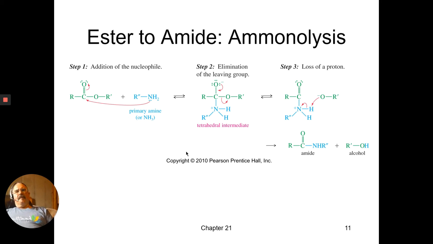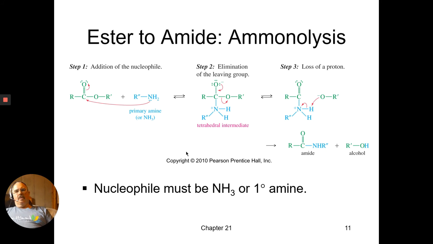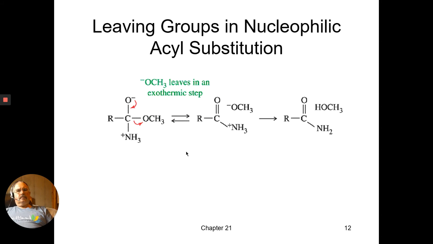Esters are more reactive than amides, and so it is possible to convert an ester to an amide, although this reaction is slow. It requires prolonged heating. It often requires an excess of ammonia or primary amine. Okay, so it does require a primary amine or ammonia. It is in equilibrium.